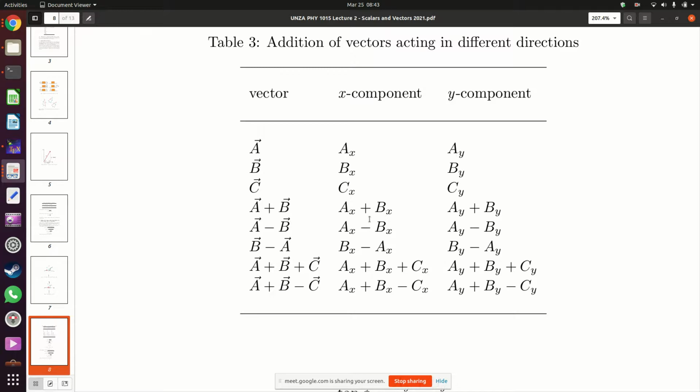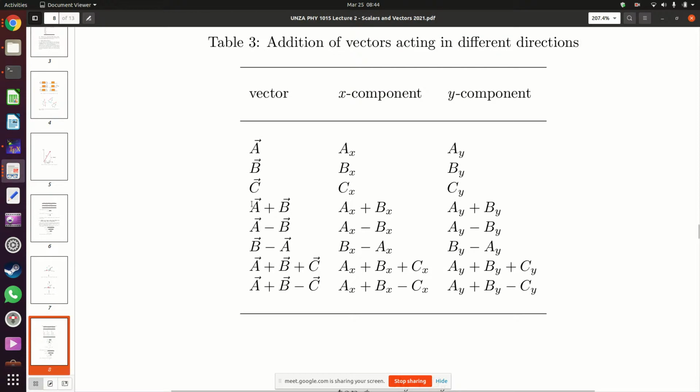Okay. So for each vector a, b, and c, we now know how much it is along the x-axis and how much it is along the y-axis. These things, a plus b, you're adding vectors. When you add vectors, this is what is called the resultant. A minus b is a form of addition. It's called the resultant. Also b minus a, you're adding or subtracting vectors, that's the resultant. A plus b plus c, that's a resultant. A plus b minus c, that is a resultant.